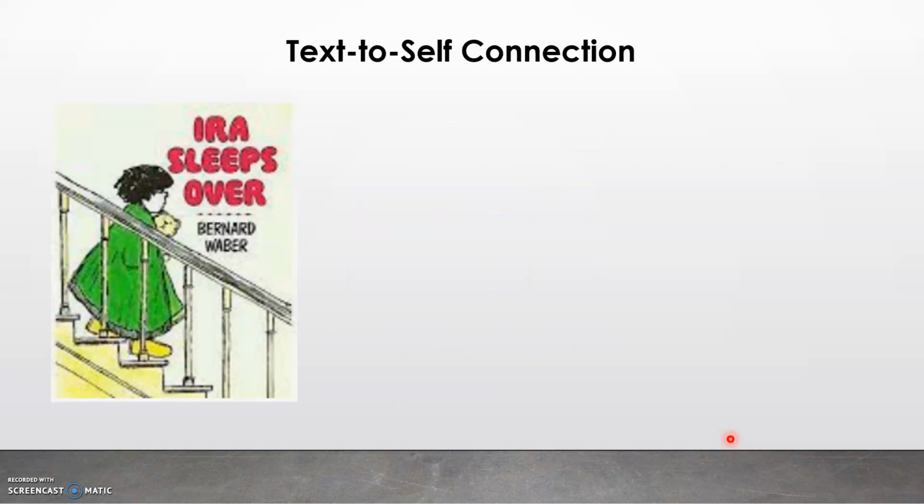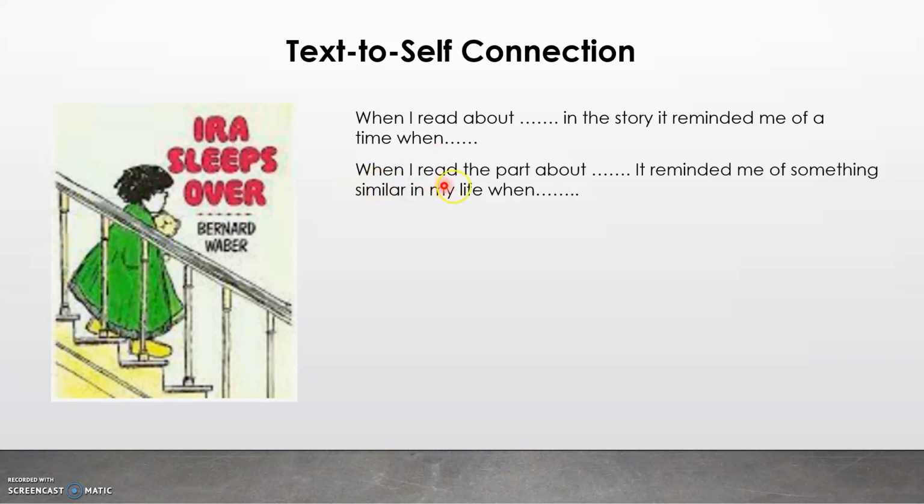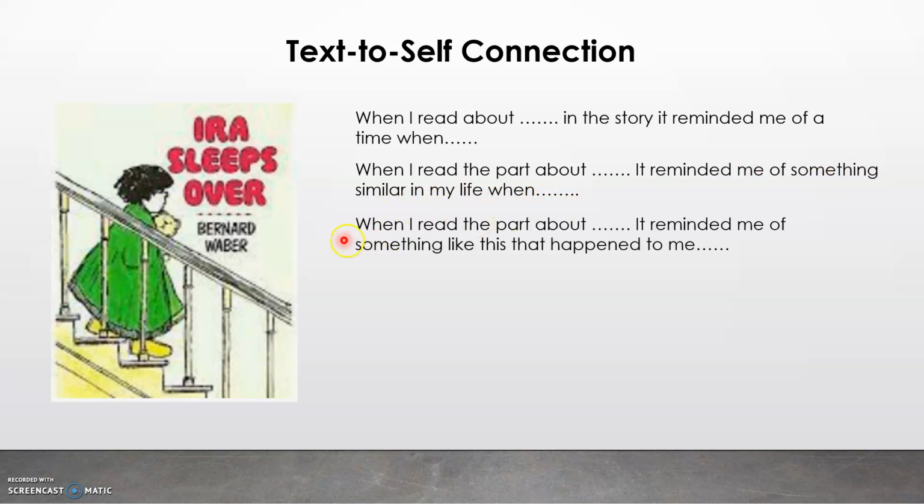So, text to self connections. I've given you some prompts here. When I read about, and thinking about a part in the story, it reminded me of a time when. These are some prompts you can use to remind yourself that you need to find a part of the story to connect to, but then you need to tell us why. When I read the part about something, it reminded me of something similar in my life when. There's another prompt for you: when I read the part about something, it reminded me of something like this that happened to me. And then you are going to explain what happened to you.